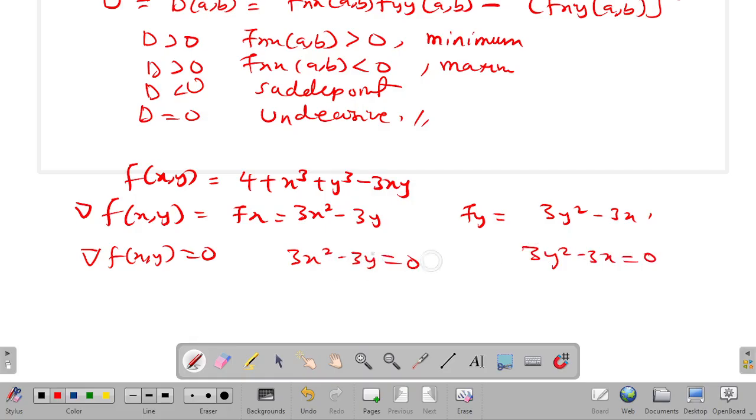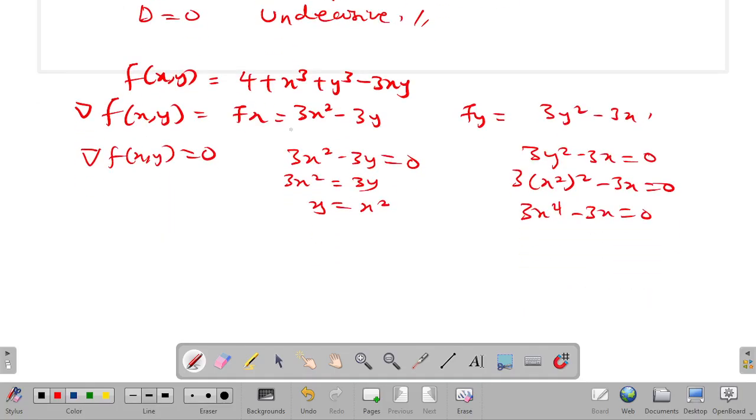At this point, I have a nonlinear system to solve. Here I can say that 3x squared is equal to 3y, then y is simply equal to x squared. I'll put it into the other equation, so wherever I see y, I'll put x squared. So 3 times (x squared) all squared minus 3x equals 0, and I have 3x to the power 4 minus 3x equals 0. I simply factorize: x cubed minus 1. Therefore, x is equal to 1 or x is equal to 0.